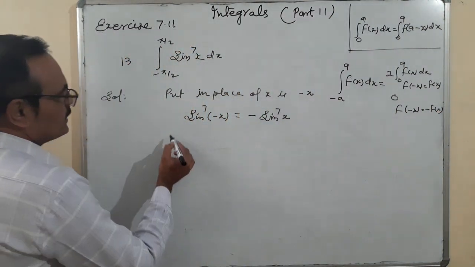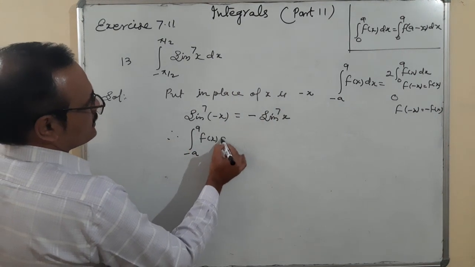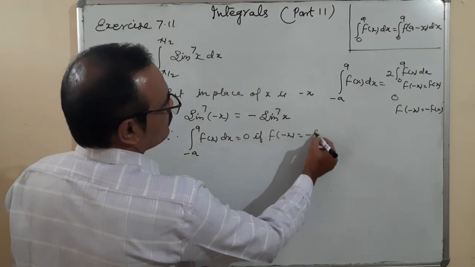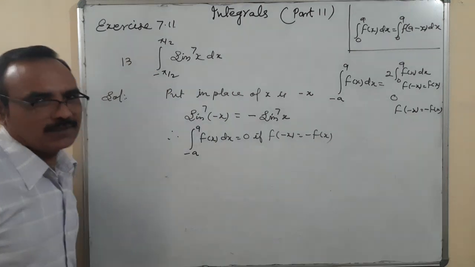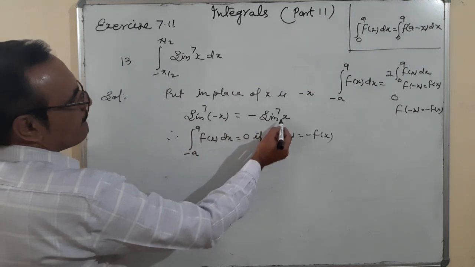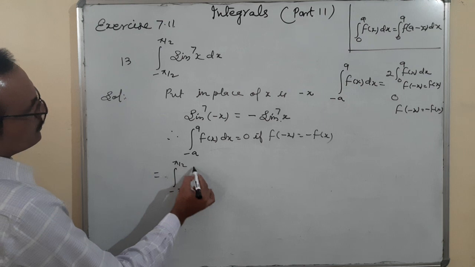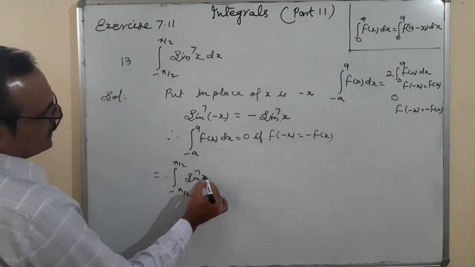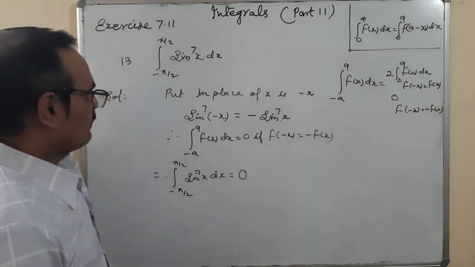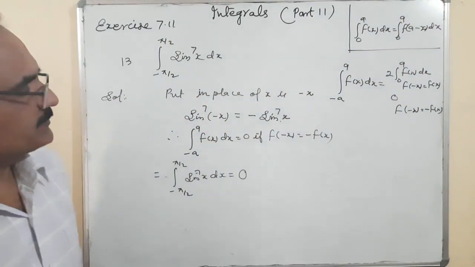So that means the integral from minus a to a of f of x dx is equal to 0 if f of minus x is equal to minus f of x. Am I right? This is the property, one part. So simply what should I write here? Therefore, the integral from minus pi by 2 to pi by 2 of sine to the power 7 x dx is equal to 0. So what is the value of this term? The value of this term is 0. Okay.